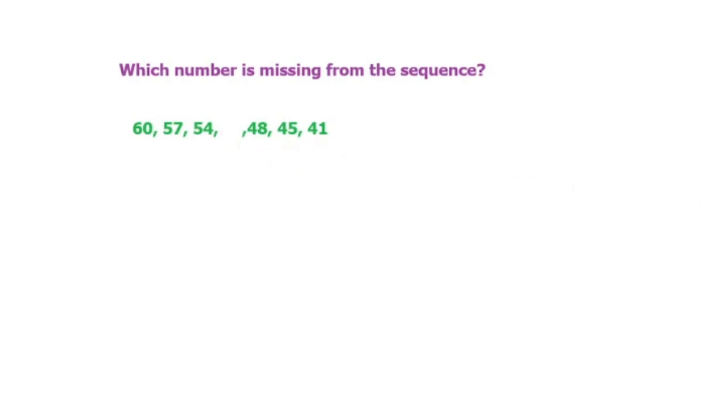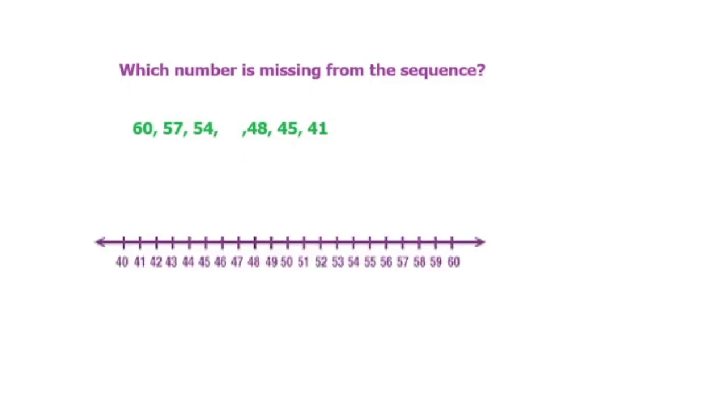So the best way to solve this problem is to use a number line. So if we have a number line here, we can notice that when we start from 60 and go to 57, so let's do that. So 1, 2, 3. Here we are at 57. So let's try the next one. From 57 to 54, it's 1, 2, 3.